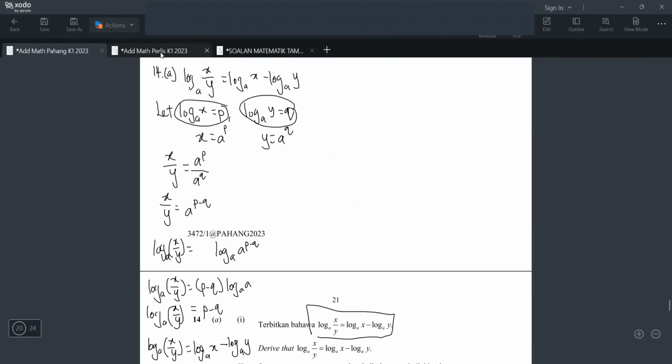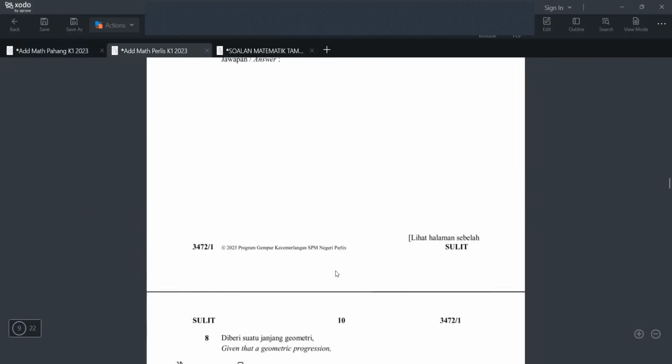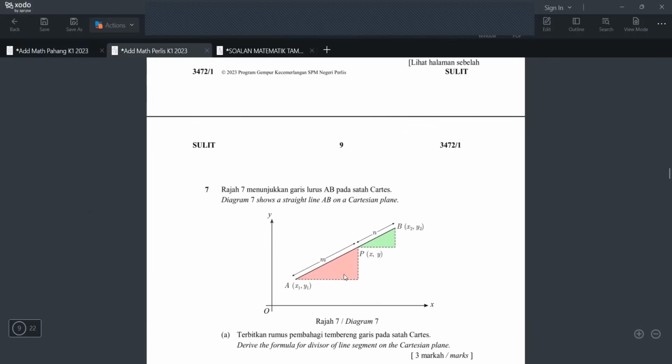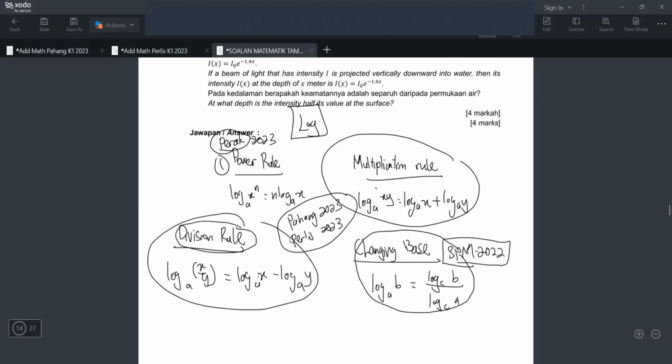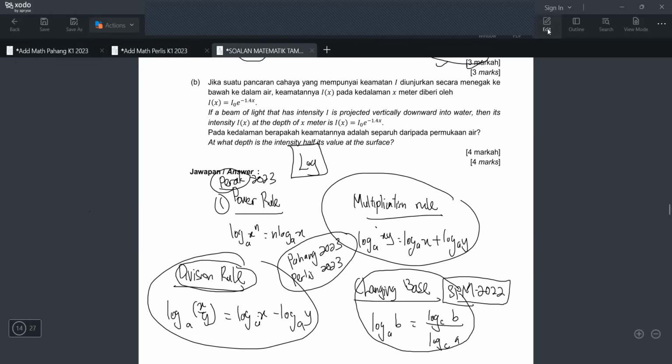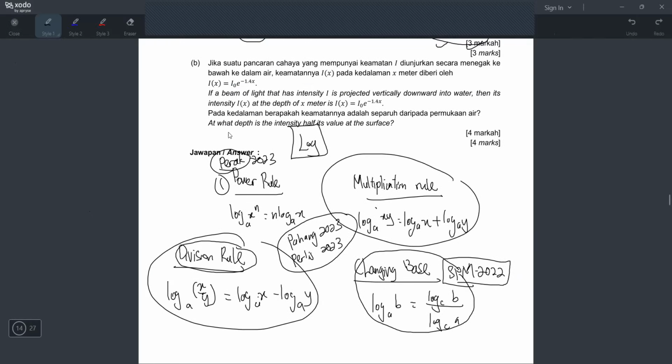Actually, it comes out a lot in trial. So if it comes out in SPM, you shouldn't be surprised because it's come out so many times already in trial. And please don't forget what other formula will come out for this chapter. They might ask you to prove the division and multiplication. They might also ask for power rule and changing base, right? But the power rule proof is very easy, but I will not do it now, right?